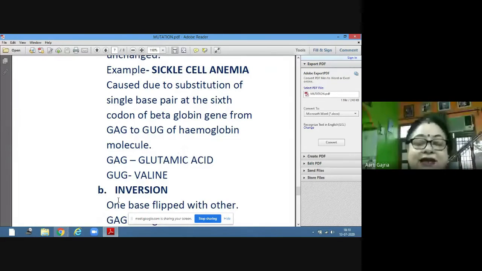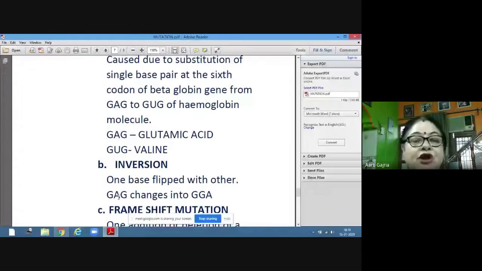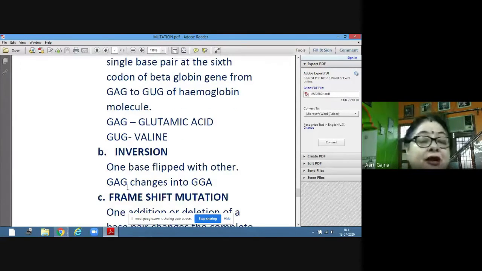The second type is inversion. Now here what happened? It just flipped over. One base gets flipped with the other. For example, this GAG changes into GGA. There is an inversion of G and A. So G comes here and A goes there. So now this is again a different codon, and this codon will code for a different amino acid. So there would be a difference in the genetic information.